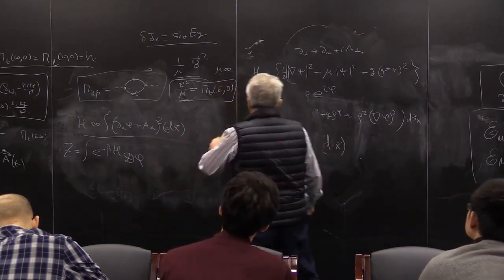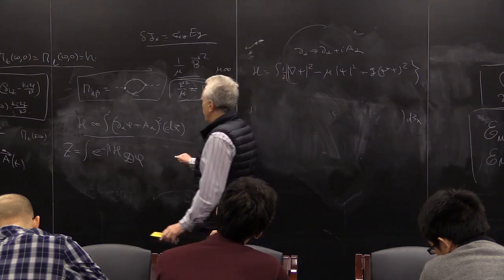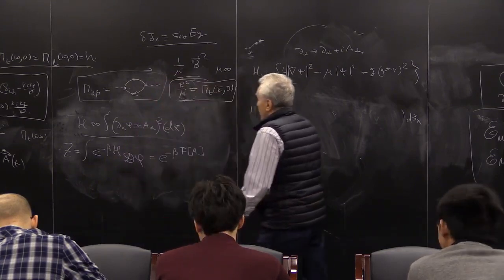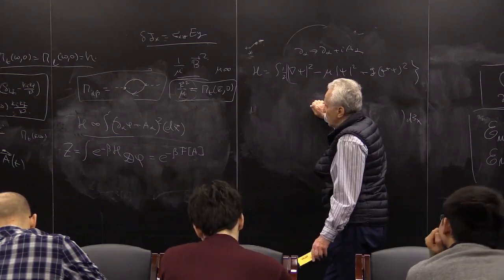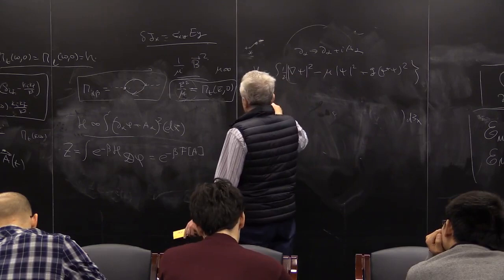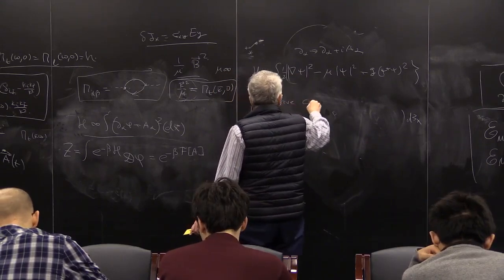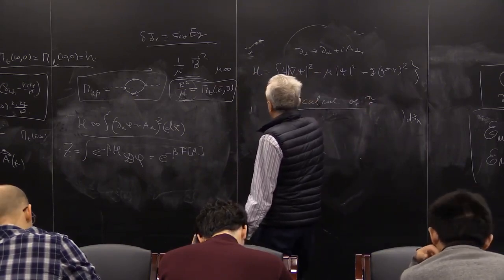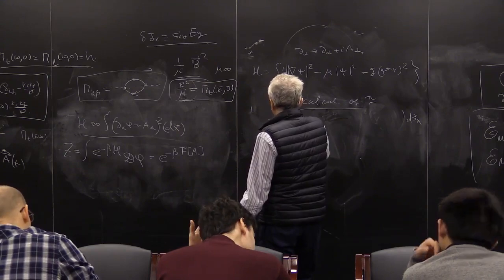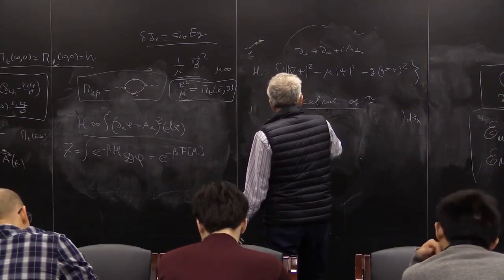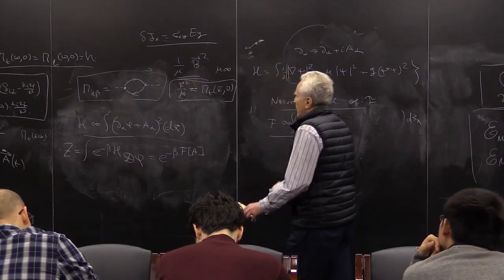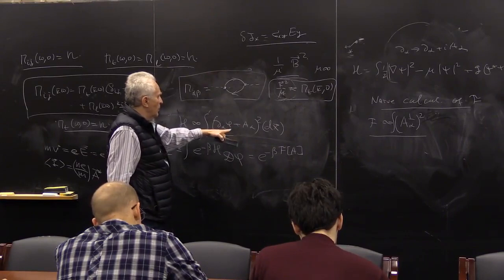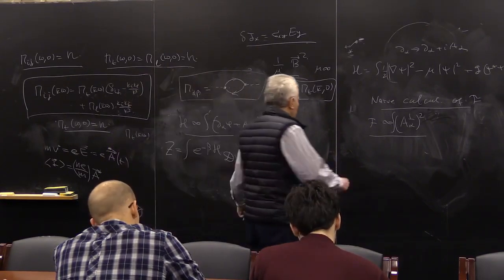So let's consider this functional integral. It's e to the minus beta F of A. F is free energy. And it seems that we can always do the naive calculation of F. The answer will be simply that F is proportional to A alpha perpendicular square. Which means that... how I obtained this result in the first place.